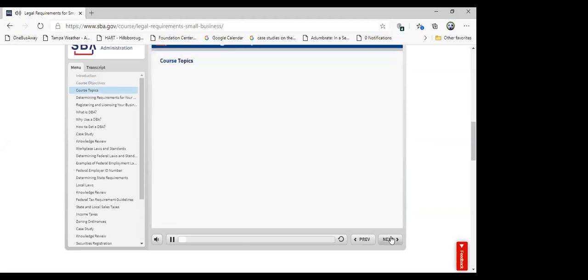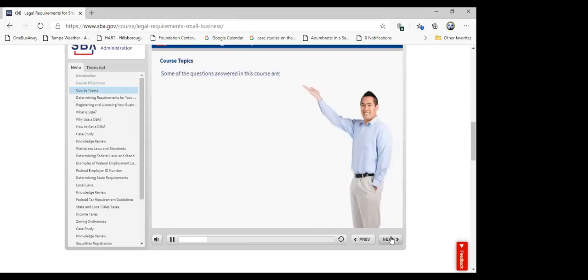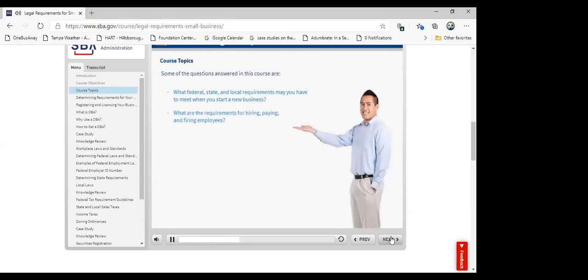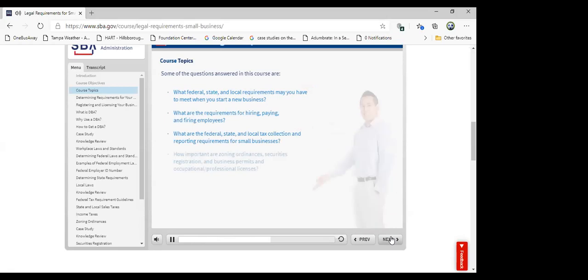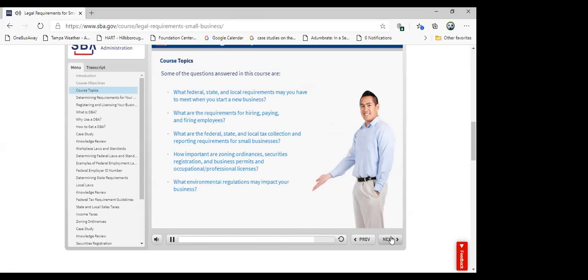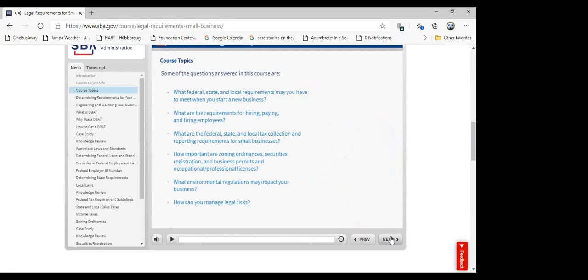This course provides an introduction to legal requirements for small businesses. Some of the questions answered in this course are: what federal, state, and local requirements may you have to meet when you start a new business? What are the requirements for hiring, paying, and firing employees? What are the federal, state, and local tax collection and reporting requirements for small businesses? How important are zoning ordinances, securities registration, and business permits, and occupational professional licenses? What environmental regulations may impact your business? How can you manage legal risks? Let's get started.